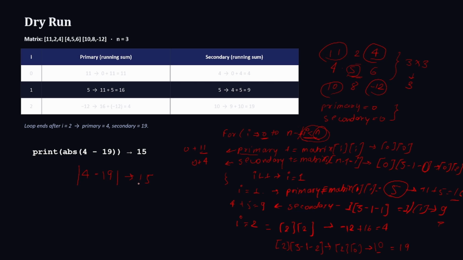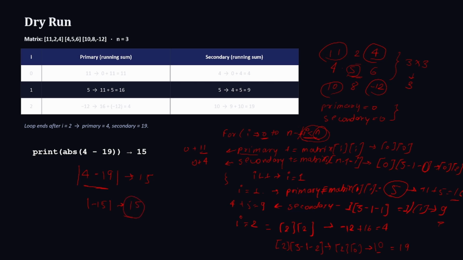The absolute value converts a negative number to a positive number. Here the answer is minus 15, but through the Math.abs built-in function it converts into a positive value, that is 15. So this is the output of our program.